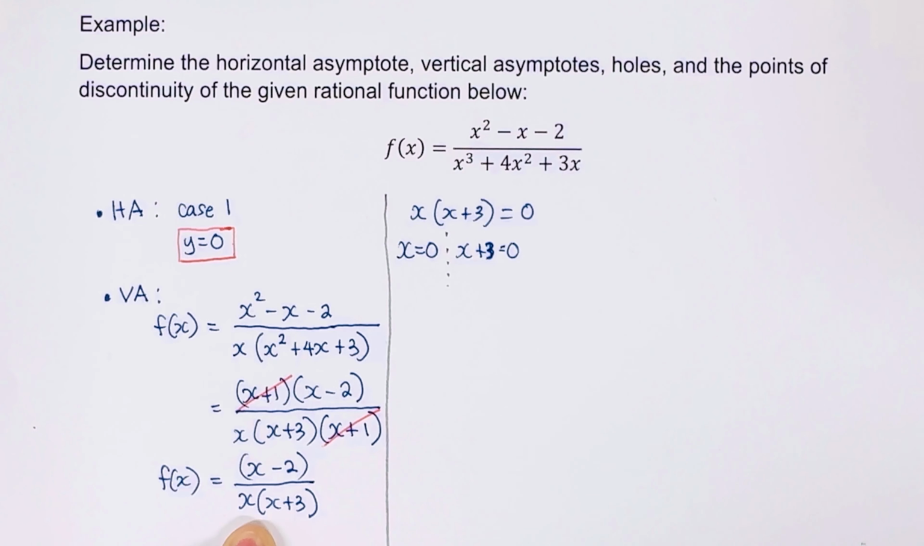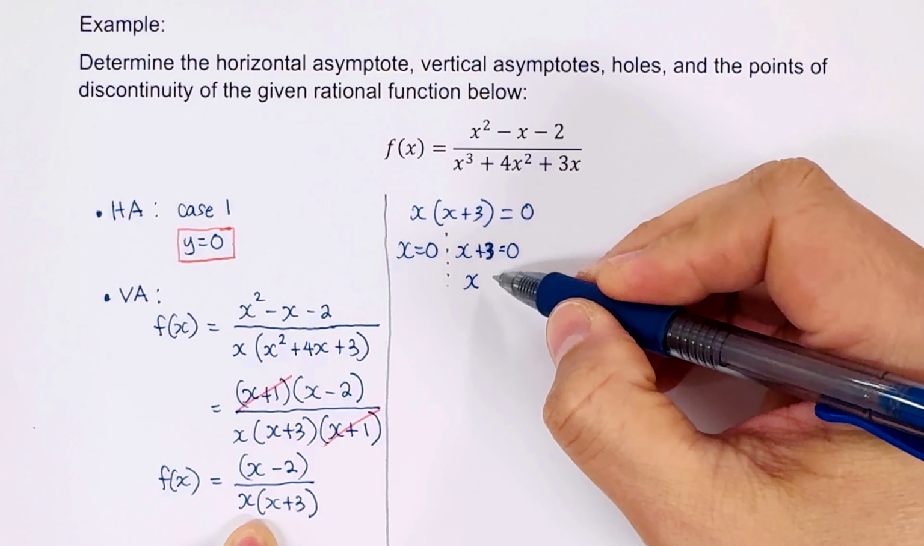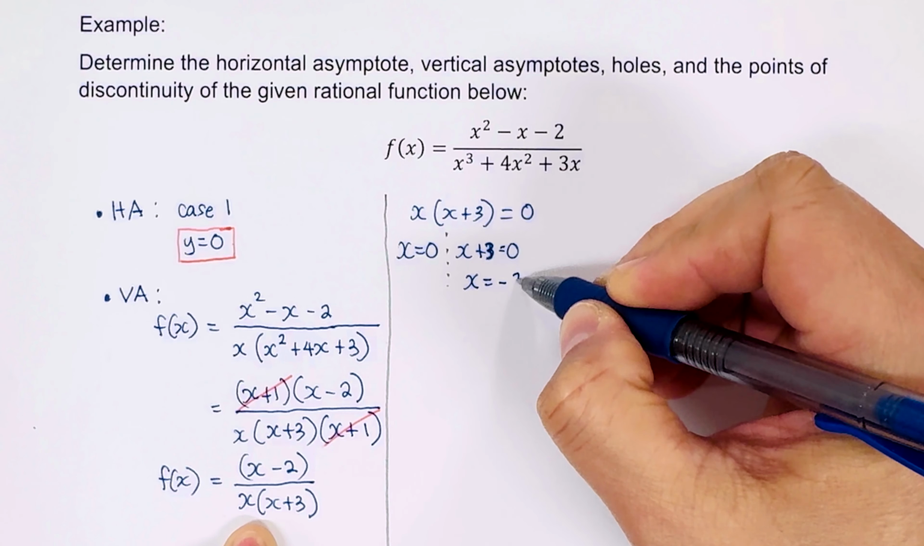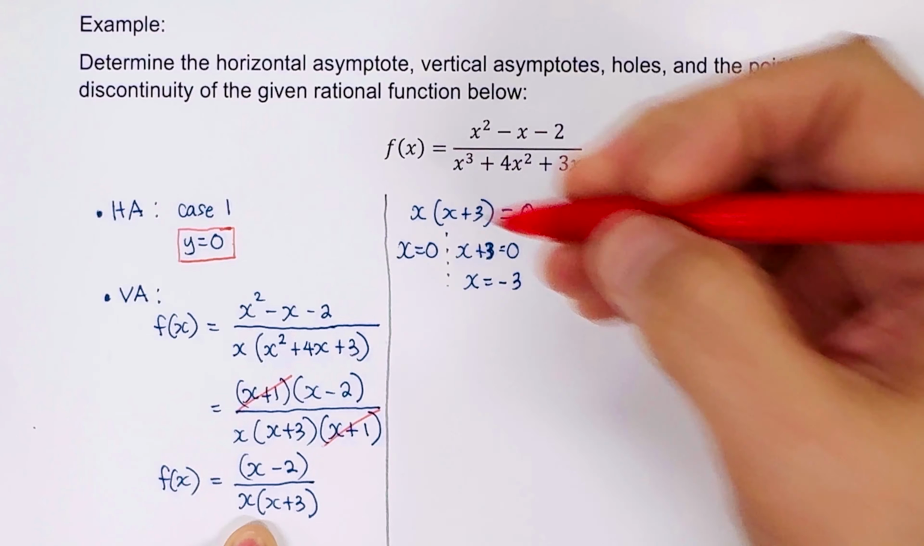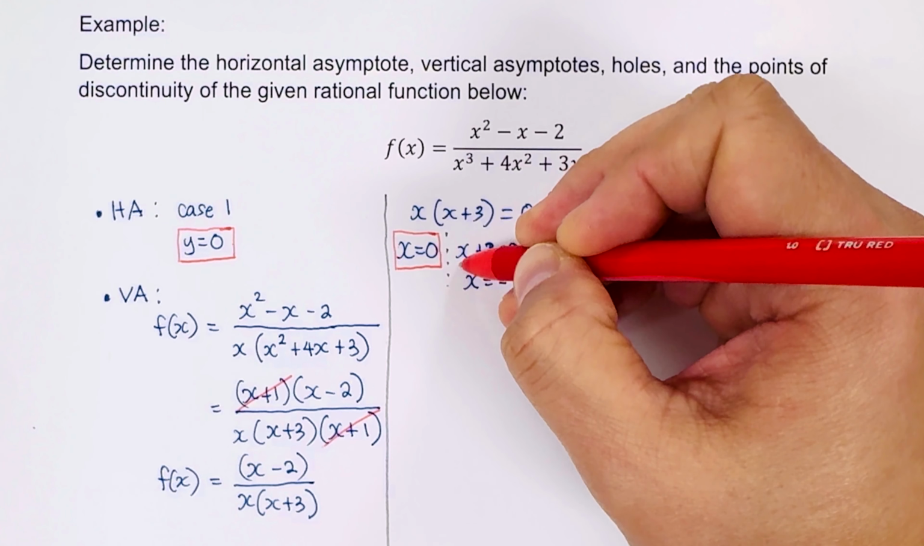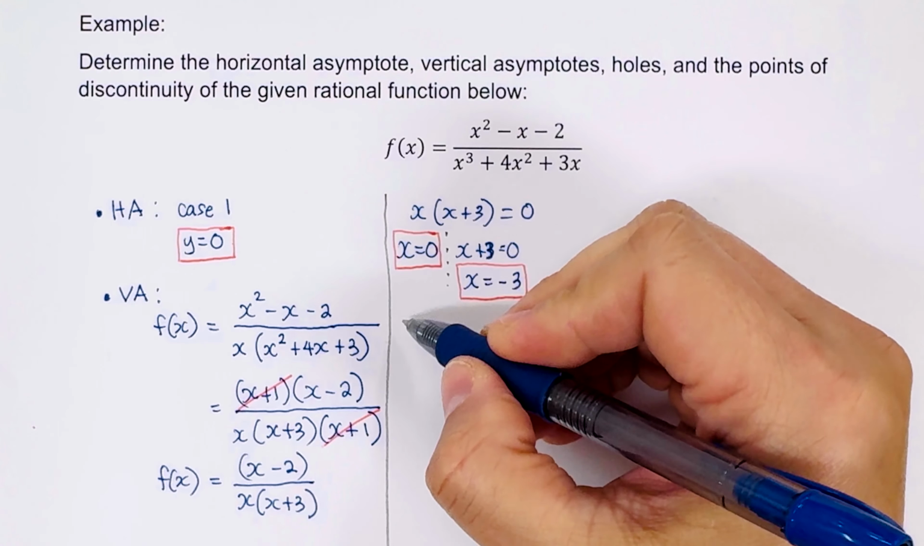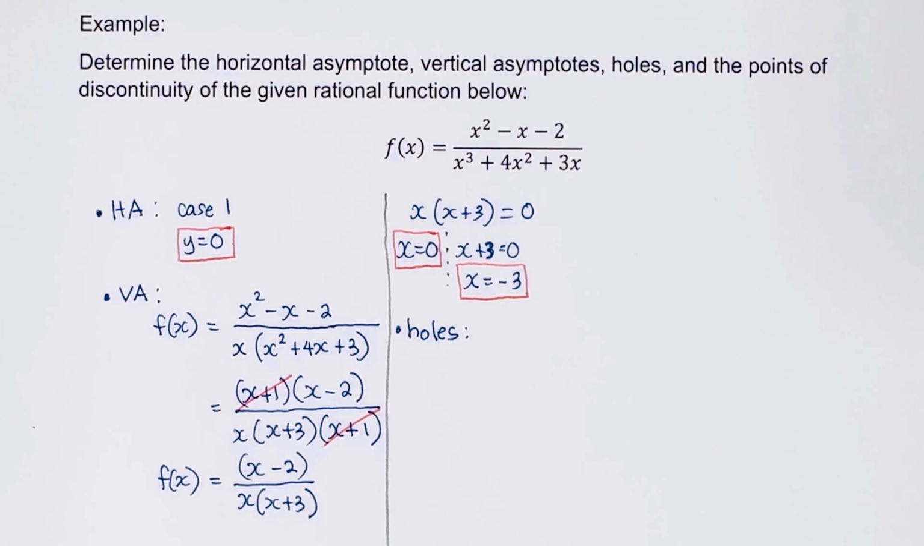And so we subtract 3 from both sides, and the other vertical asymptote is x equals negative 3. So these two are the vertical asymptotes for this function that we have up here. Now let's determine the holes for this function. To determine the holes, we are going to use the cancelled terms, which in this case is x plus 1, and we set that equal to 0 and solve for x.